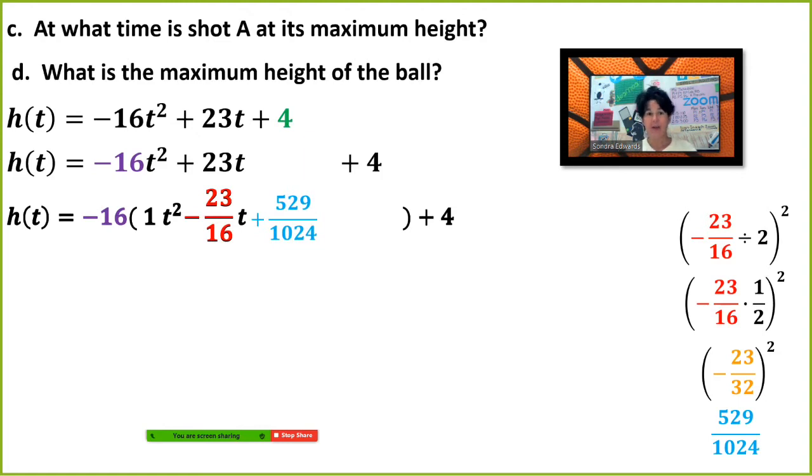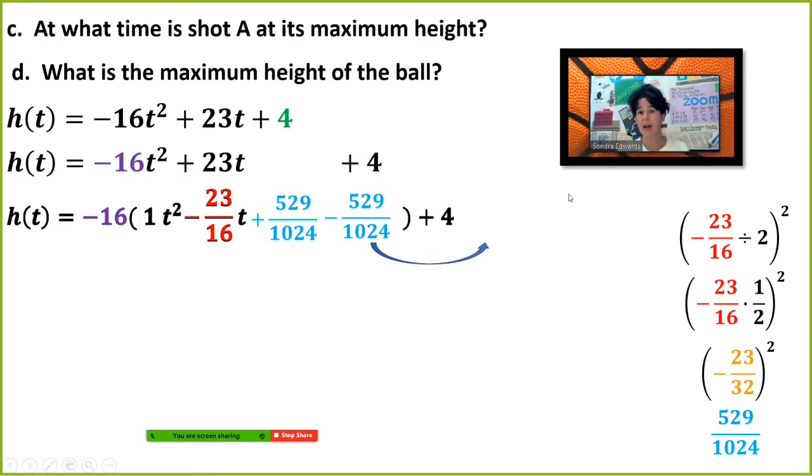But we have to keep this balanced, and I can't do something to one side without doing it to the other. So to keep every single line equivalent, I have to turn around and subtract the same value. However, I do not want negative 529 over 1,024 in here, because only these three terms create the perfect square. So I've got to take this and get it out of here.